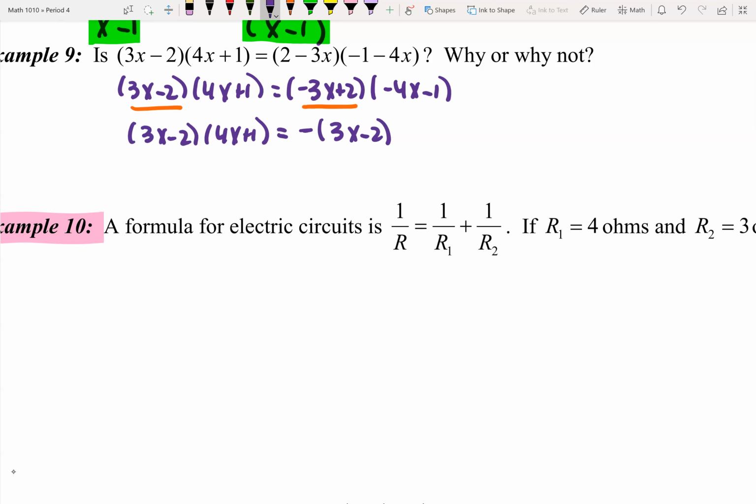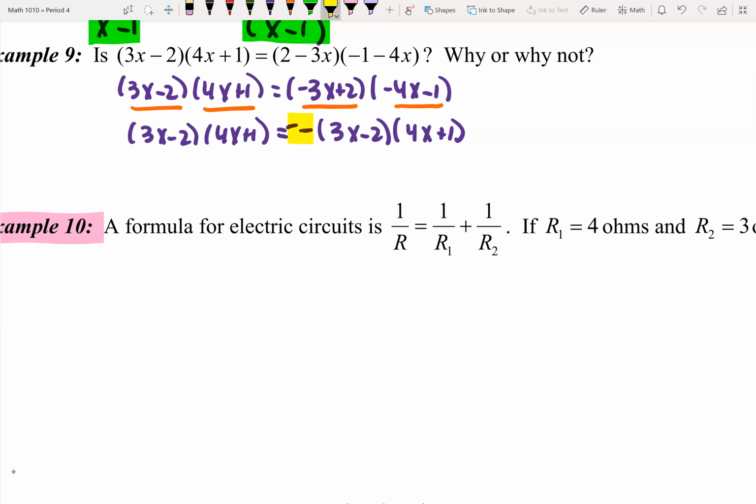Now I'm going to do another step right here. What do I have to do to him to make it look like him? Pull out another negative. So I know this is not mathematically sound, but I'm just going to stick a couple of negatives out there. We'll talk about it in a second. Then I'm going to change the signs, and I have 4x plus 1.